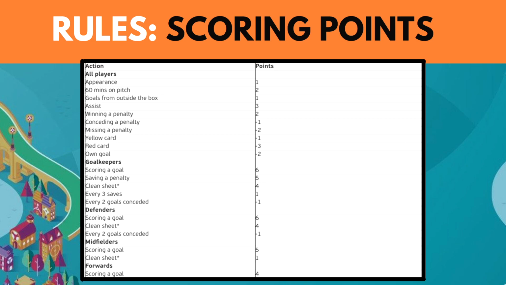Now coming to defenders, scoring a goal is 6 points. Clean sheet, again similar to a goalkeeper, is 4 points. And for every 2 goals conceded, again -1. Midfielders is also pretty simple. If a midfielder scores a goal, he gets 5 points. Clean sheet is 1 point. Now forwards, scoring a goal, 4 points, but they do not get any points for a clean sheet. This whole system is a lot similar to FPL if you've played the game before.